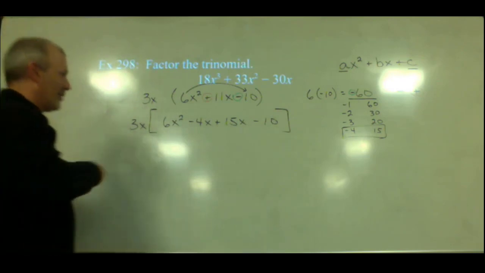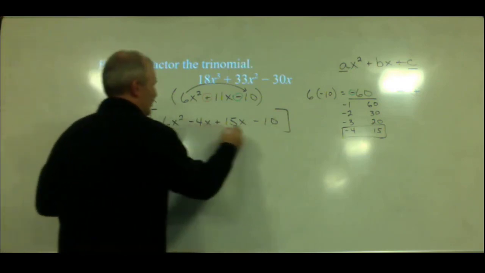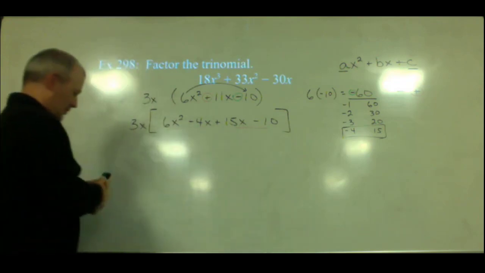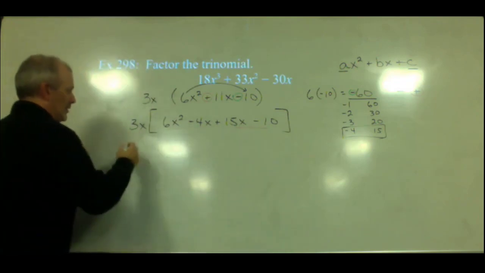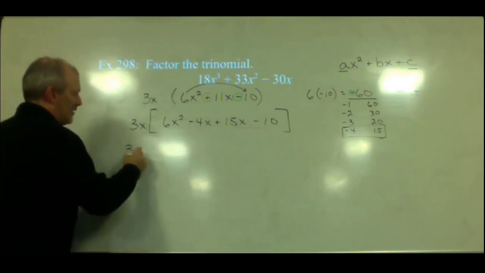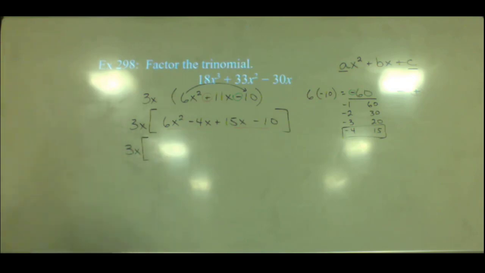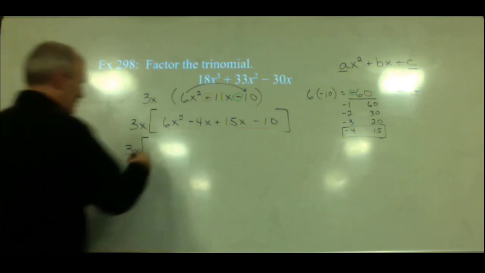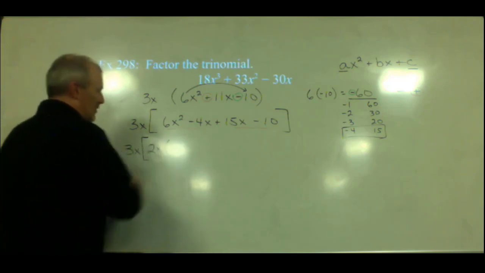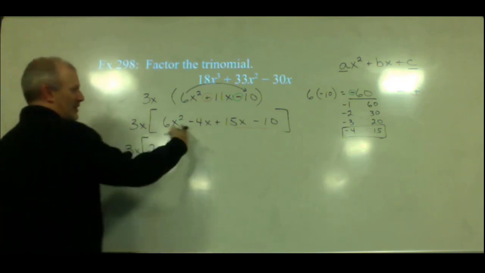Then we're going to factor by grouping. And we've got our 3x still sitting out here. What can we factor out of the first group? 2x. And what's left after we factor out a 2x from these two?